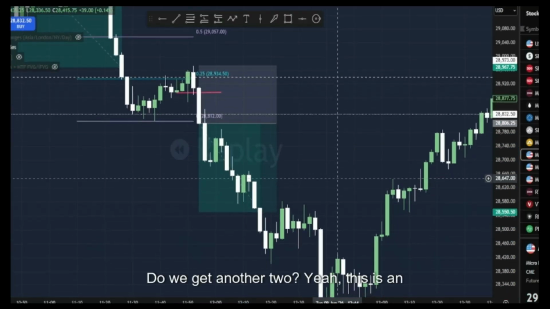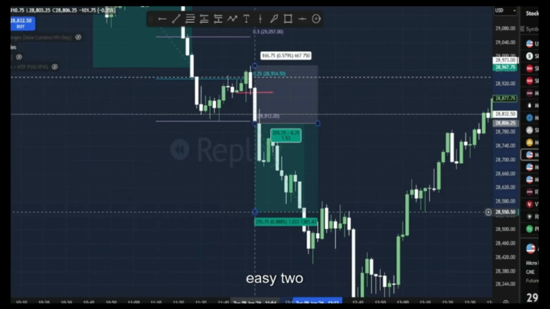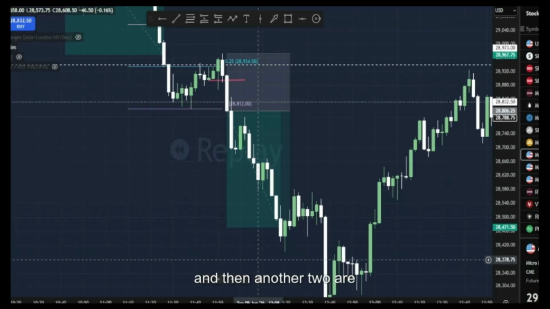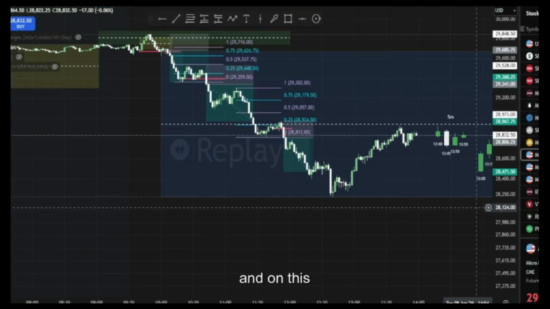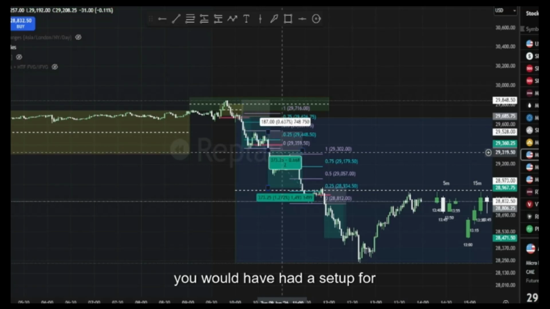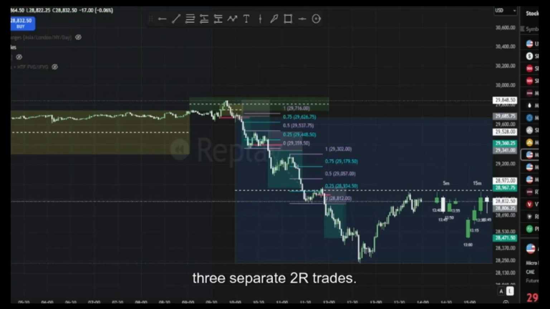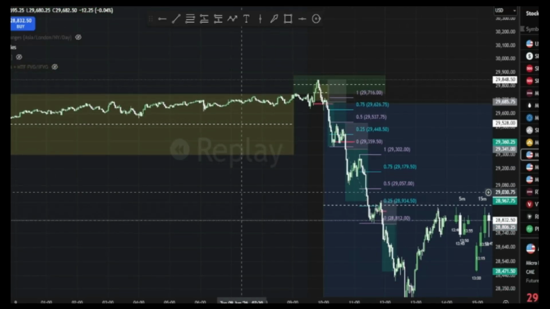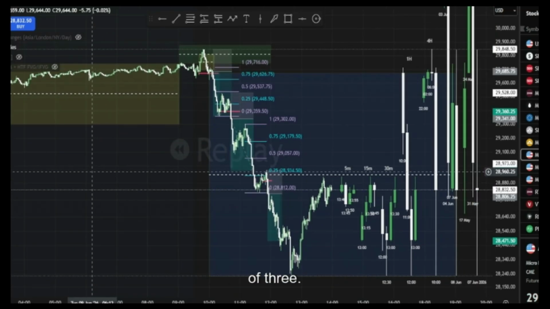This high, do we get another 2R? Yeah, this is an easy 2R. And then another 2R. And on this distribution leg, you would have had a setup for 3 separate 2R trades. And this is the power of 3.